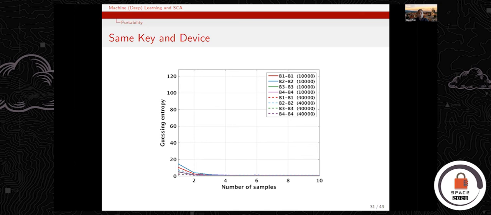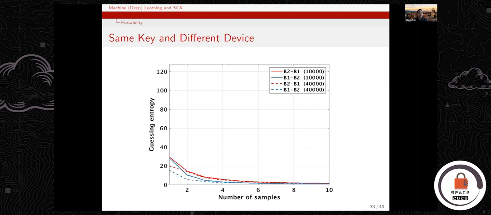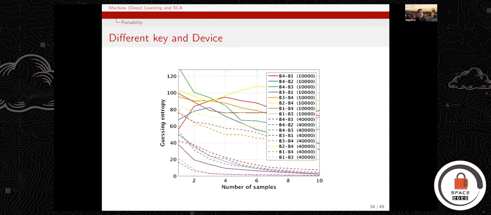Now let's ask the question, what happens if we have a different key, but still the same device? Well, immediately we see the attacks become a little bit more difficult. What happens if we have the same key, but now different devices? We see the attacks become even more difficult. And then finally, what happens if we have a different key and a different device? We can see some results are still very good, like these lines here, but some results are completely wrong. Why? Because we learned the behavior for one device, and that behavior is different enough that the model does not know how to go to the different device. So this is just a cautionary story that our attacks in academia can look much more powerful than they actually are in reality.